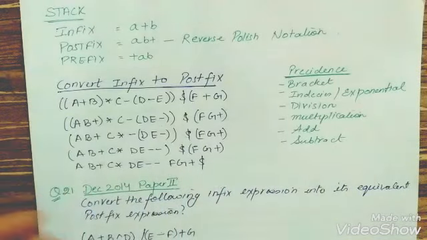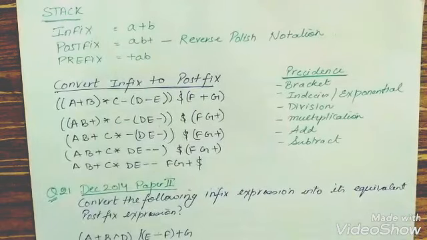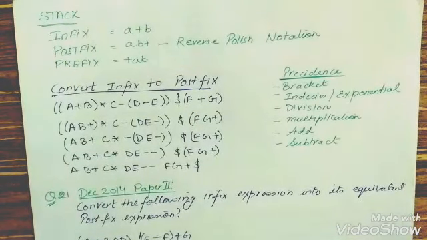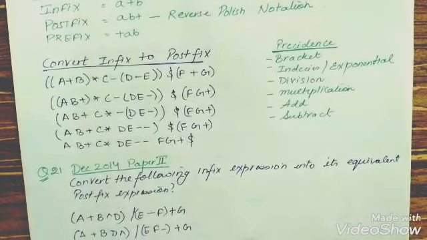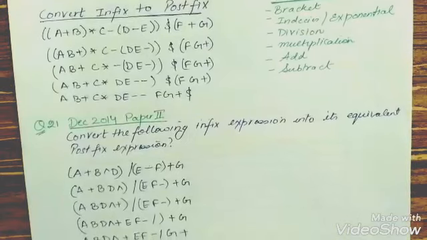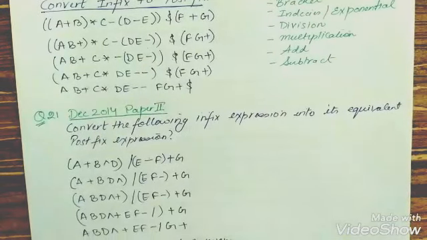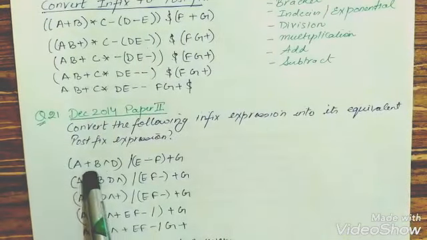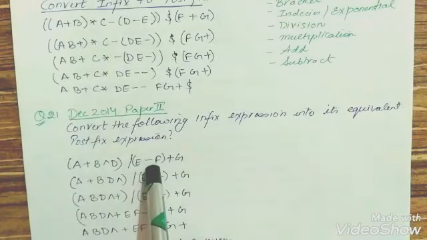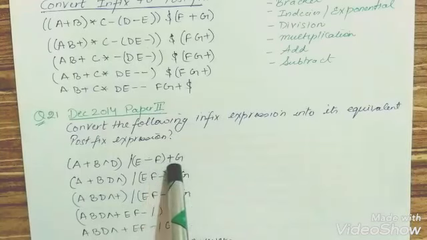In a similar manner, here is one question which was asked in December 2014 in paper 2. This is one of the famous questions, like this postfix notation. Many times it has been asked. Fine. So one question I am solving here. It means a plus b exponential d divided by f minus e minus f plus g.